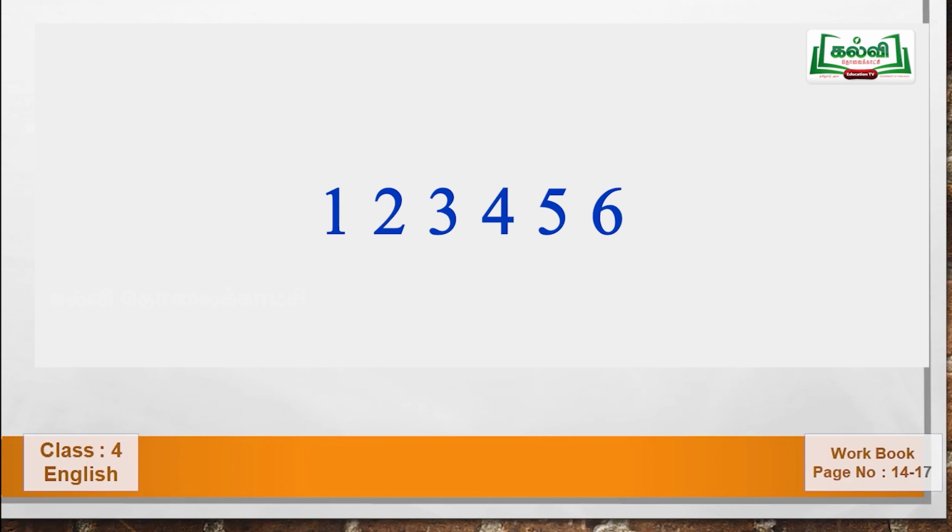Now, we have numbers from 1 to 6 in the given picture. 1, 2, 3, 4, 5, 6. Now, what is after number 3? Yes, very good. The number is 4. After 3 is 4. What is before number 2? Yes, it is 1. What is after 5? Very good, children. It is 6. After 5 is 6.